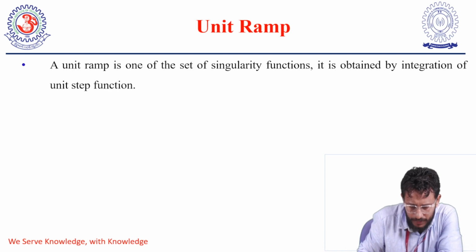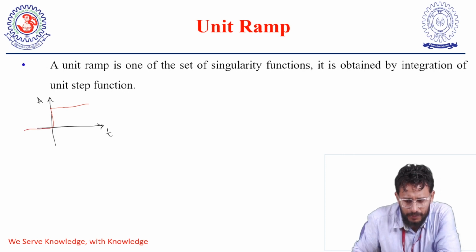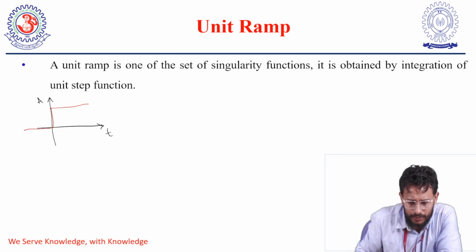In the earlier slide, we represented a unit step function to look like this in time domain, wherein this is the amplitude, and the function existed for time t greater than or equal to 0, and it was non-existent for all other times. Now what if I try to integrate this particular function here? Let's have a look.